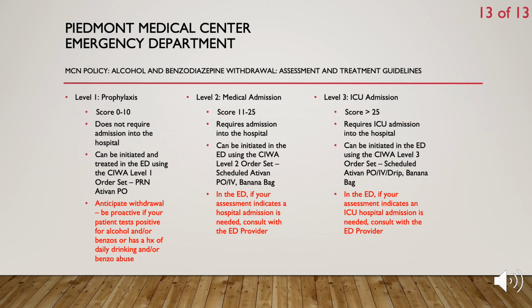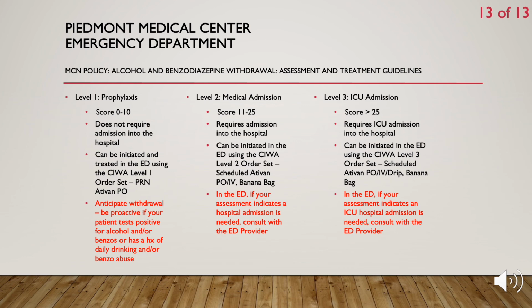Now that we have learned how to properly assess for alcohol withdrawal symptoms, we need to discuss the critical decision point that needs to be made in the emergency department. The critical decision point is, does this patient require a hospital admission to manage their withdrawal symptoms? Your CIWA assessment score aids in that decision by scoring the severity of withdrawal symptoms.